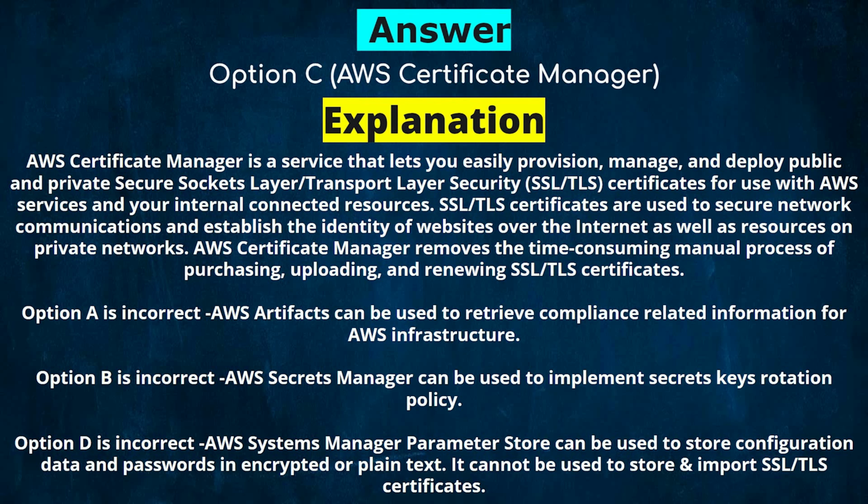Option A is incorrect. AWS Artifact can be used to retrieve compliance-related information for AWS infrastructure. Option B is incorrect. AWS Secrets Manager can be used to implement secrets key rotation policy. Option D is incorrect. AWS Systems Manager Parameter Store can be used to store configuration data and passwords in encrypted or plain text. It cannot be used to store and import SSL or TLS certificates.